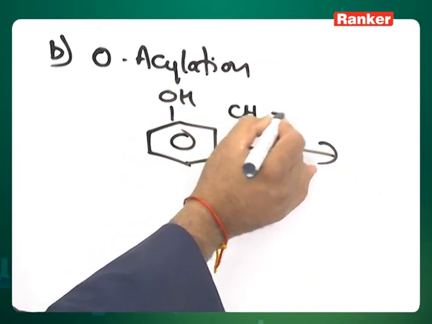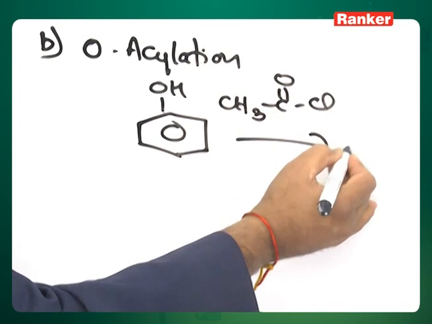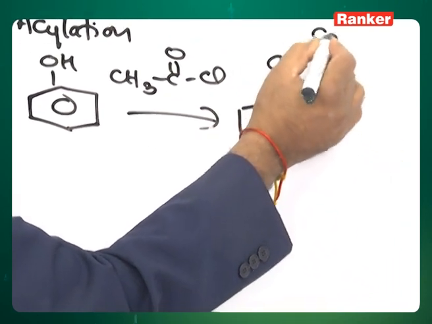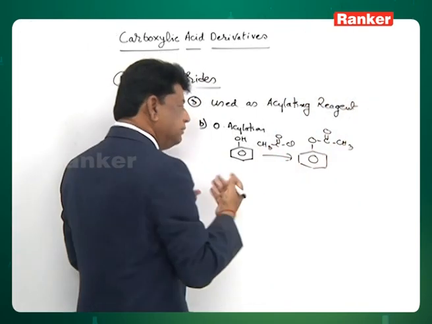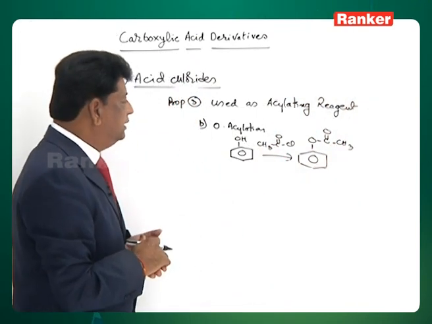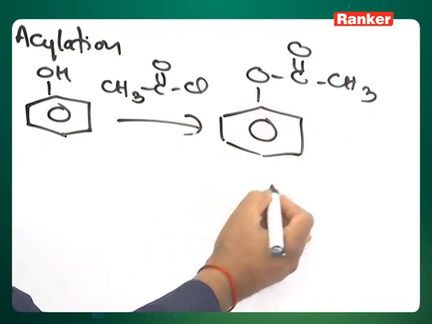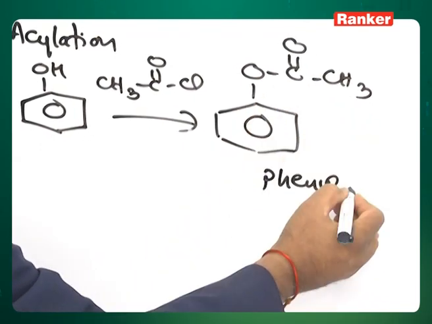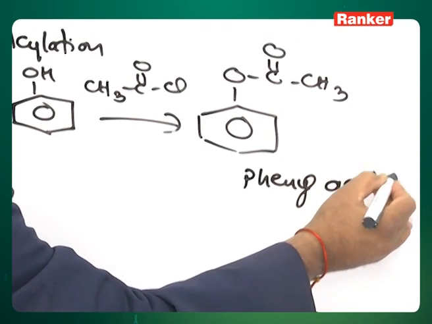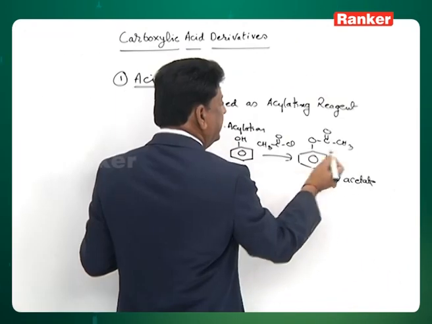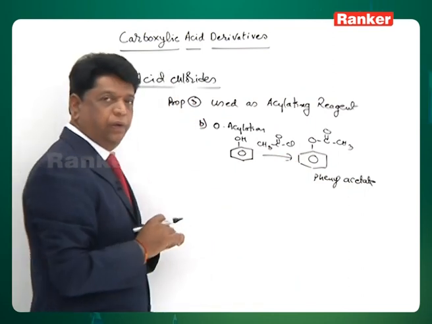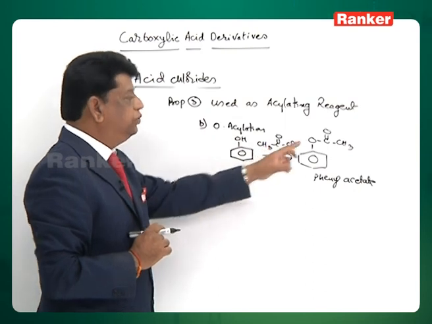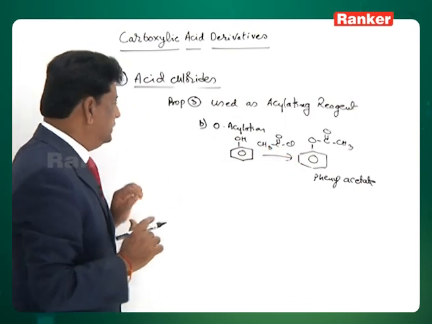When you use acetyl chloride, it becomes O with COCH3. So, acetylation takes place on the oxygen. So, this is called phenyl acetate. Acetic acid is given preference. So, phenyl acetate or phenyl ethanoate, that is the systematic nomenclature. So, on the oxygen, the acid group has come. Okay, this is called O acetylation.